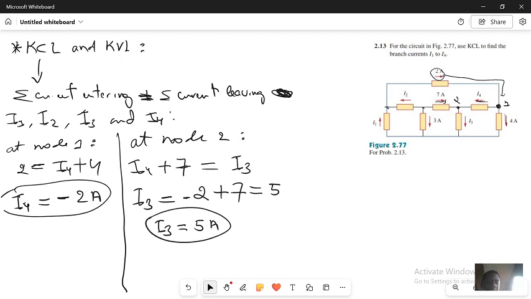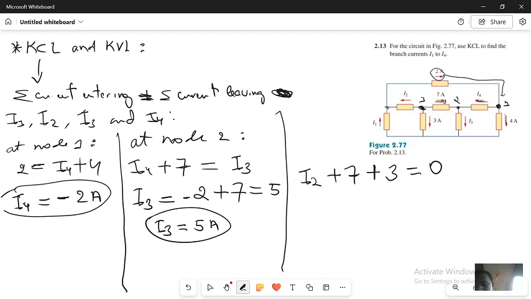I3 is going to be equal to 5 ampere. Since I get positive, that means this is the real direction of I3. Now I can come to node 3. In this node I'll have this current leaving, this current leaving, this current leaving. So I will have I2, there is no current entering, plus 7 plus 3 equal 0. Why 0? Because there is no current entering in this node 3.